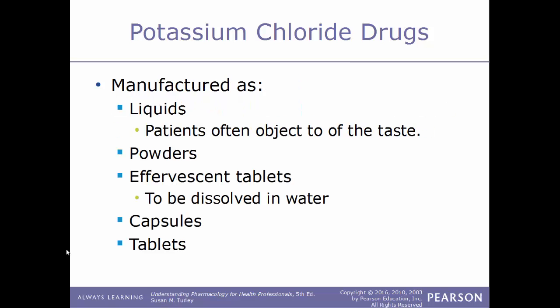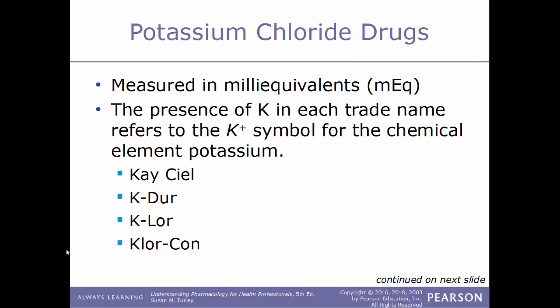Now, these can be manufactured in multiple forms. They can be formed in a liquid, but patients often object to the taste of this medication. They can be found in powders or in effervescent tablets, or in capsules or in tablets. Now, this type of drug is measured in a unit called MEQs, milliequivalents. And something that you'll notice for all potassium chloride drugs is the presence of the letter K in each trade name, and that K is a reference to the elemental symbol for potassium, which is K.